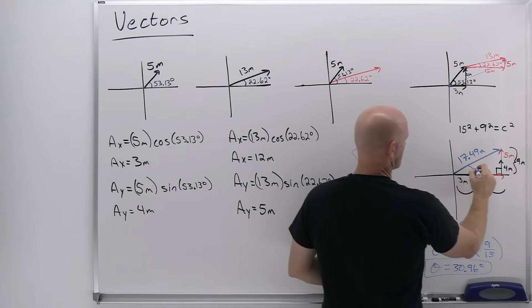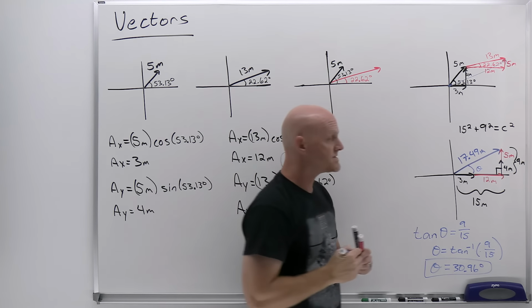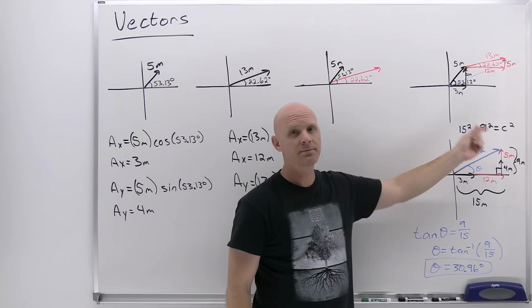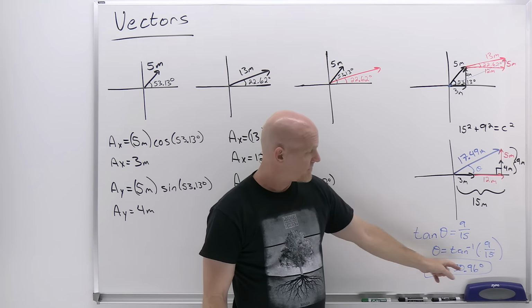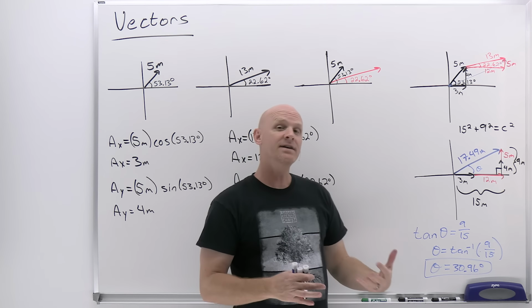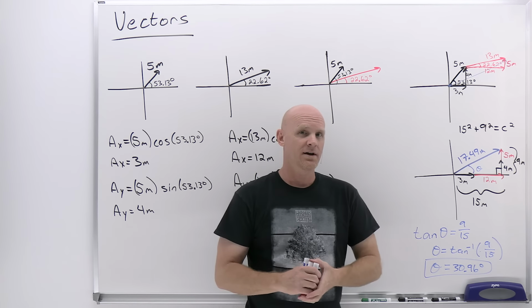Cool, and that's that angle right here, theta, 30.96 degrees. And so our resultant vector has a magnitude of 17.49 meters and a direction of 30.96 degrees above the positive x-axis. That is our resultant vector. And look at the power of this.